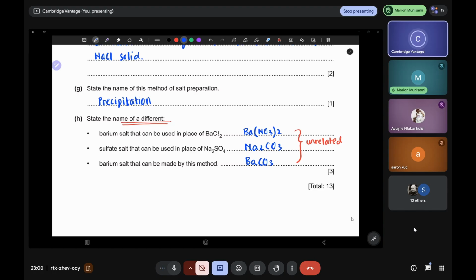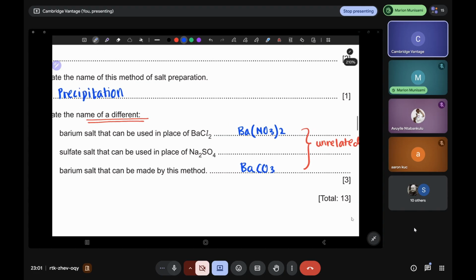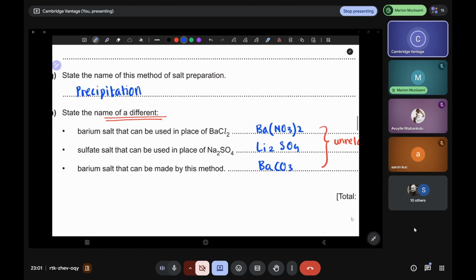So in place of Na2SO4, a sulfate salt that you could use, wait, I wrote carbonate over here, that you should write down is Li2SO4. It's just that you're replacing the sodium with lithium. It's doing the same thing. Nothing is really changing. And finally, at the end, a barium salt that can be made by this method.